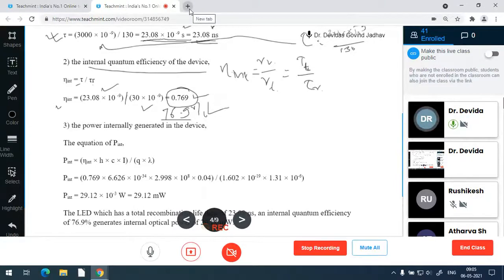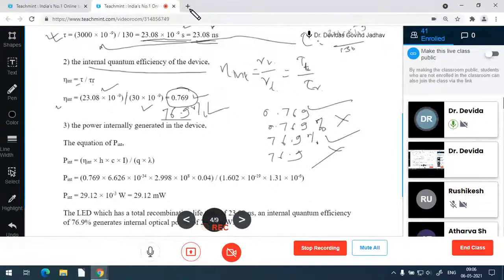So there may be the four options: 0.769, 0.769%, 76.9%, and 76.9 only without percentage. Out of these, this is correct, this is correct, this is wrong, this is wrong.